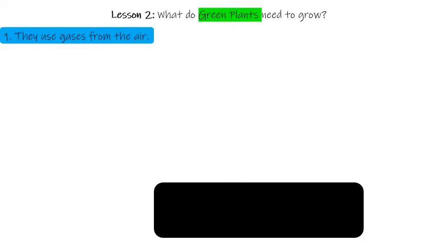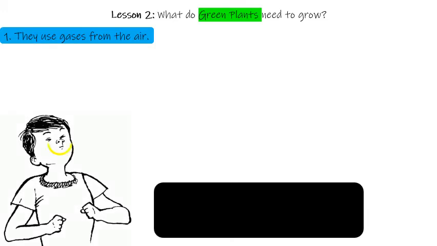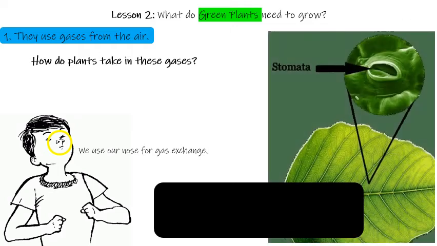First of all, let's start talking about gases. Gases like oxygen and carbon dioxide, we can get them from the air, right? But we as people, we breathe. We use our noses and mouth to take in oxygen. What do plants do? How do plants take in these gases? Do they have noses? No, they don't. So what do plants do?